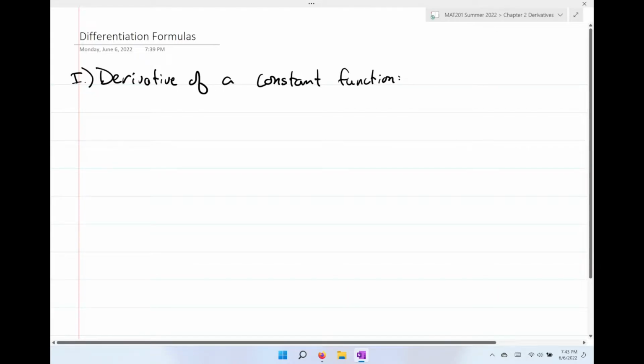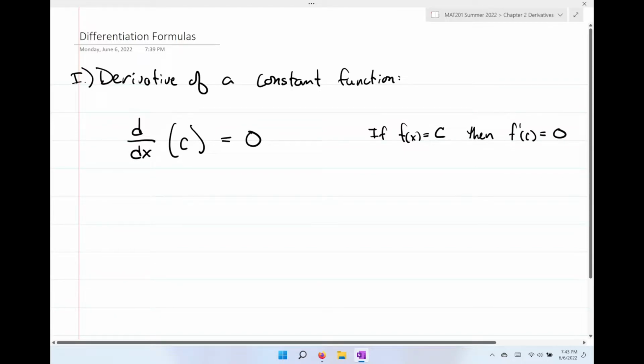All right. So I will do this in both notations just so you can see it. So the derivative of a constant function is nothing more than this. If you wanted to find a derivative of a constant, well, that derivative is equal to 0. Now in Newtonian notation, it looks like this: if f of x equals c, then f prime, the derivative of c, is going to equal 0.